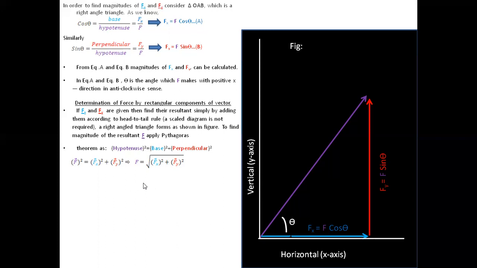Similarly, we can find the direction. The direction can be found by the tan formula in trigonometry, which says tan theta is equal to perpendicular over base. The perpendicular is fy and the base is fx. Putting in the values and taking tan inverse of the equation, we get theta is equal to tan inverse of fy over fx, and this way we are able to calculate the direction of the vector F.